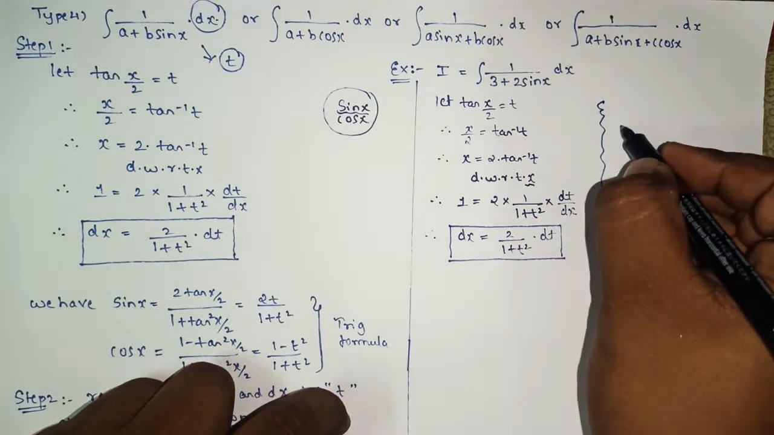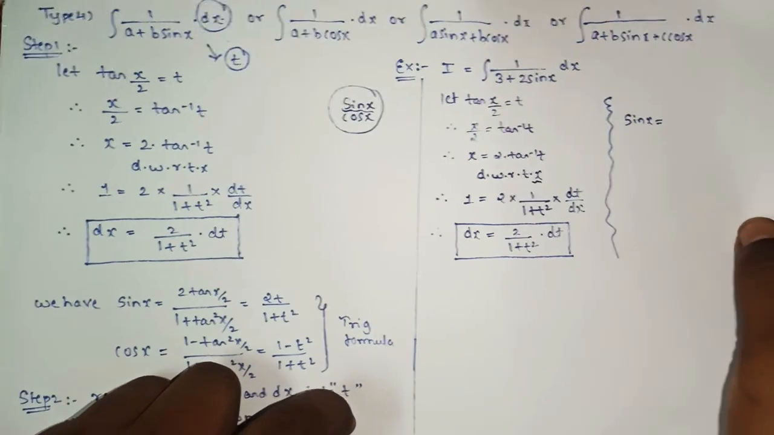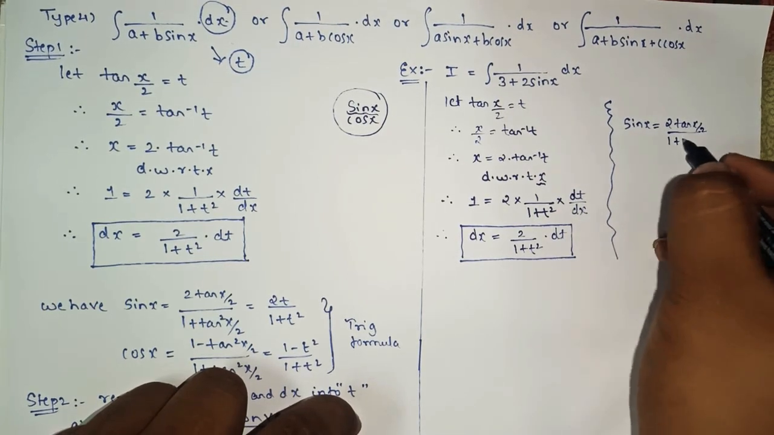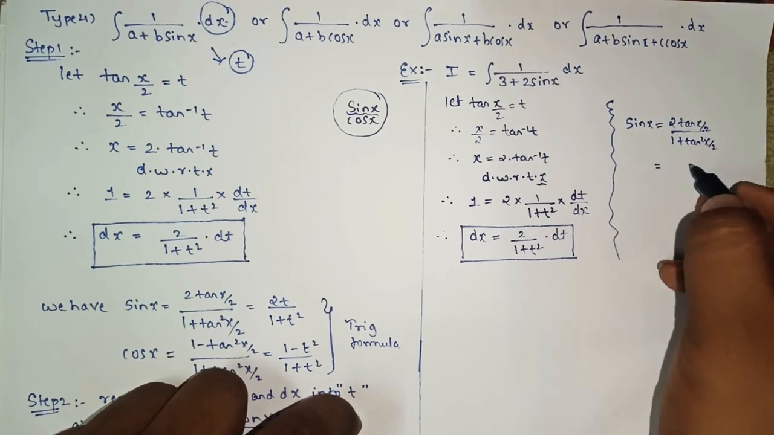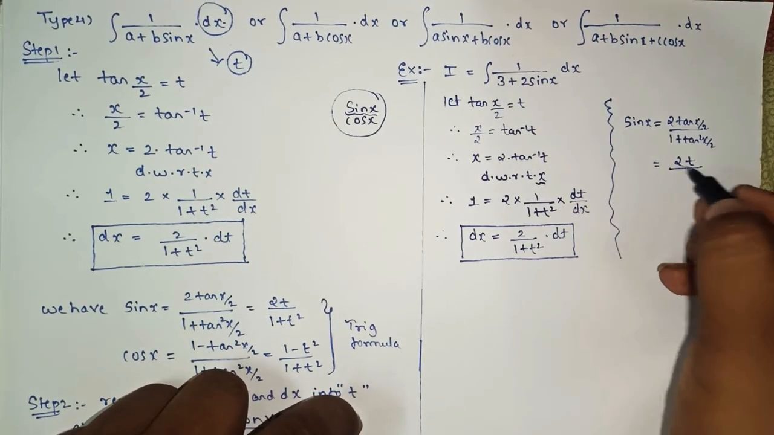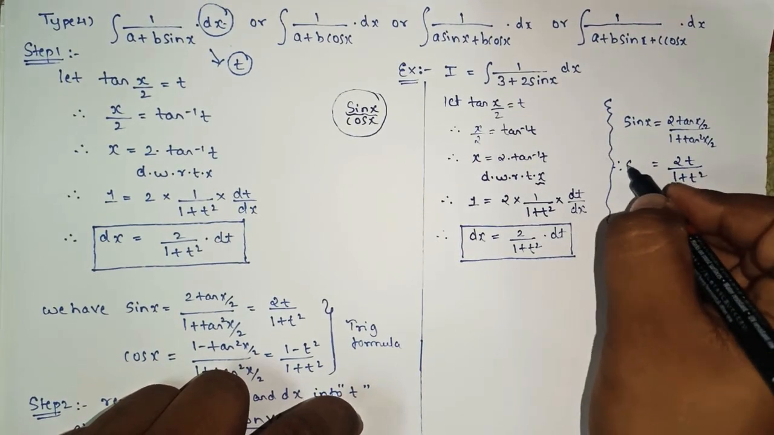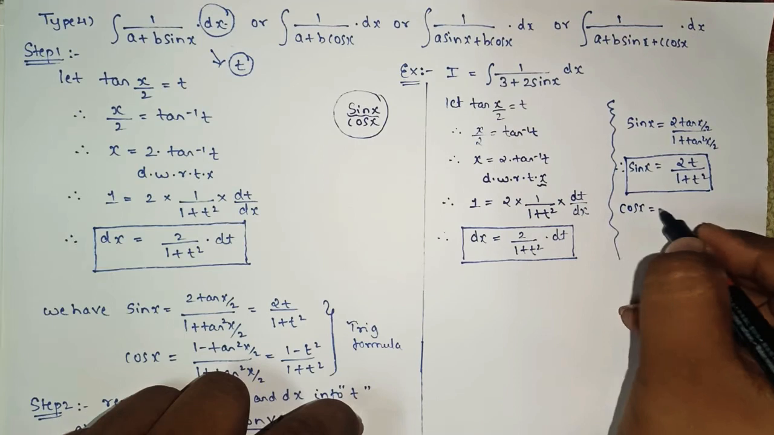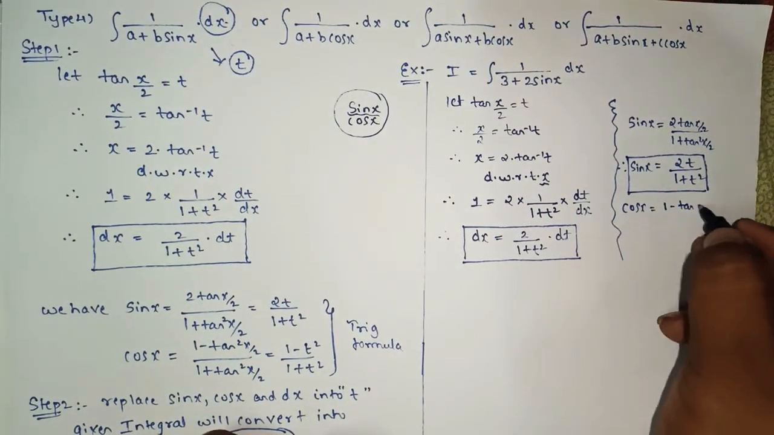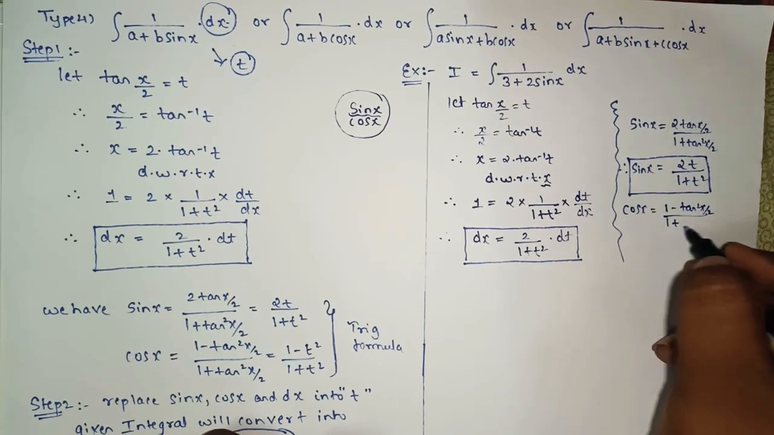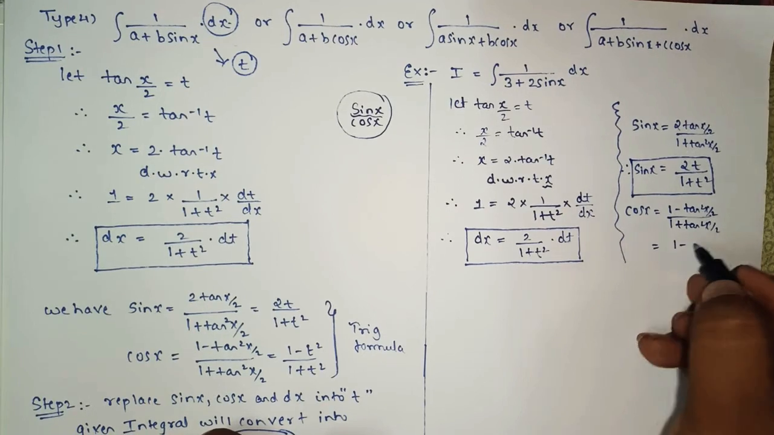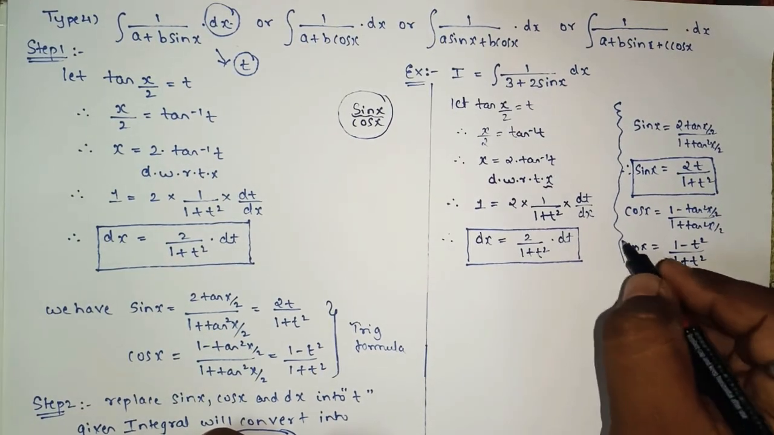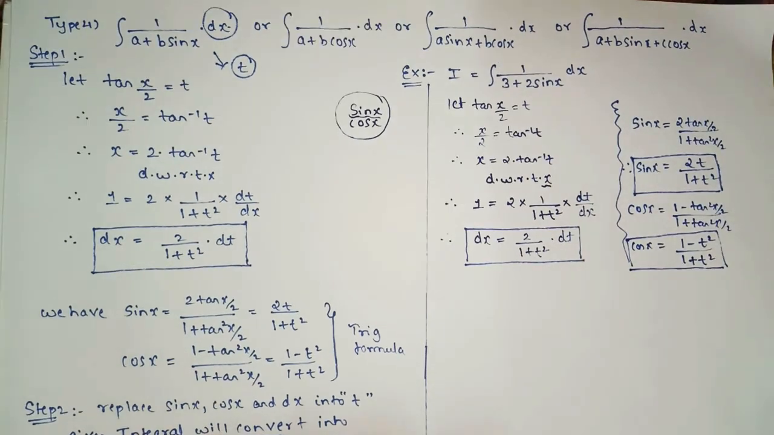Now as we know, the formula for sin x is the half angle formula: 2 tan x by 2 upon 1 plus tan square x by 2. So we'll replace tan x by 2 by t, so this will be 2t upon 1 plus t square. Here we got sin x also in terms of t. And we know cos x is 1 minus tan square x by 2 upon 1 plus tan square x by 2. So we'll replace tan x by 2 by t, so this will be 1 minus t square upon 1 plus t square. I hope you all understood till here. So this is step number 1.